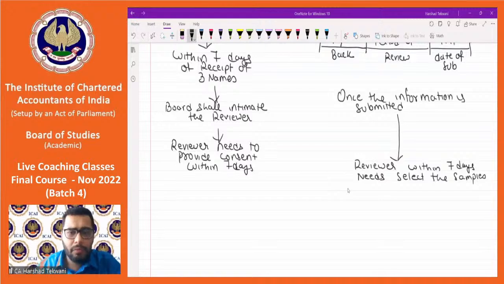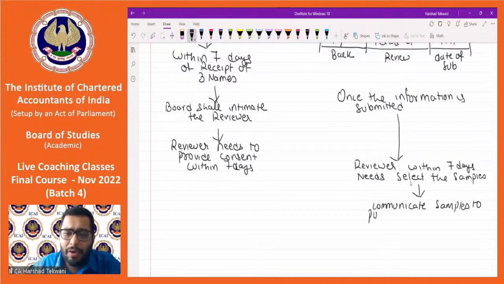Now these samples will be of assurance engagements and he needs to communicate the sample to the practice unit and the peer review board, that this is the sample that has been selected.